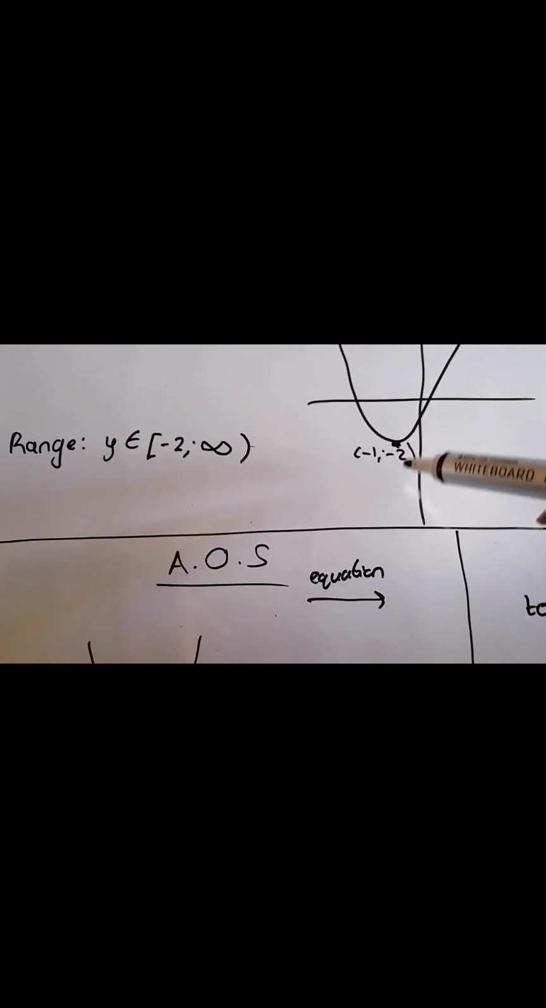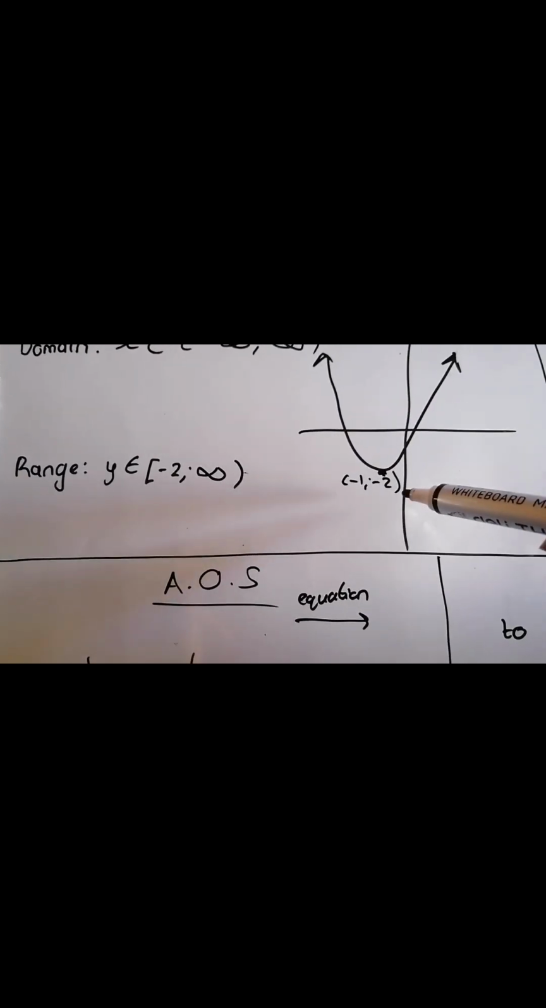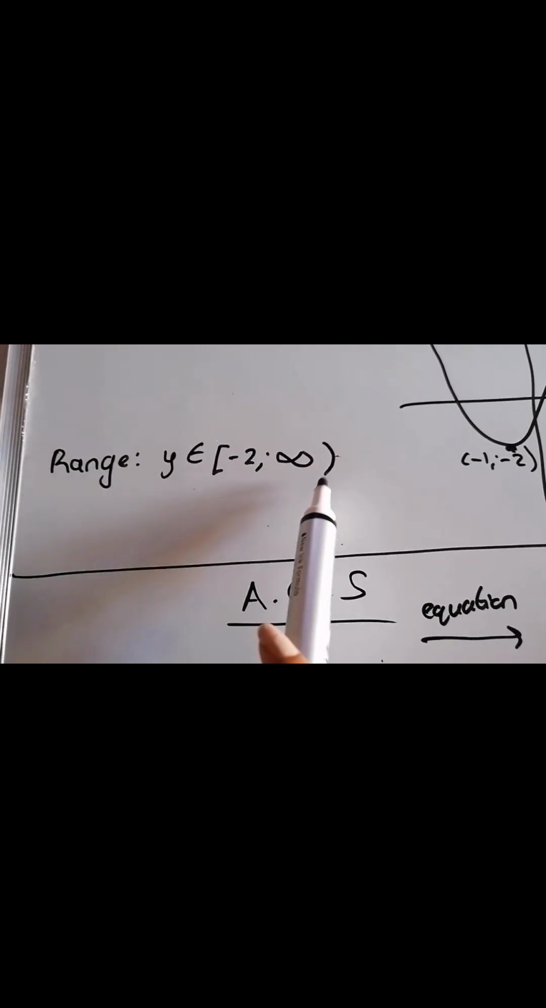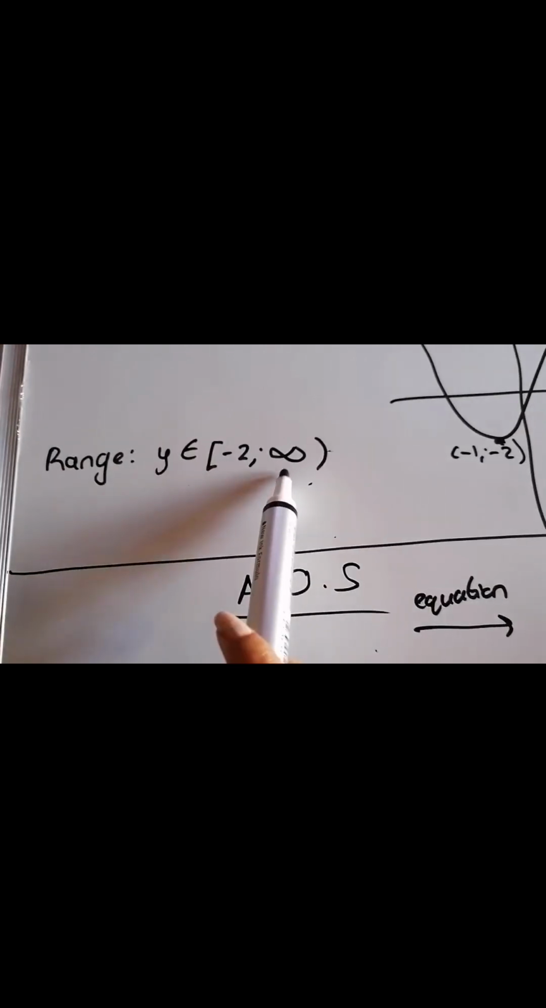So that's my restriction. The restriction is actually -2. So the graph for your range technically stretches from -2 all the way to positive infinity going upwards. Do we see that? And that's the reason why I put square brackets, because remember the difference between square brackets and circle brackets.